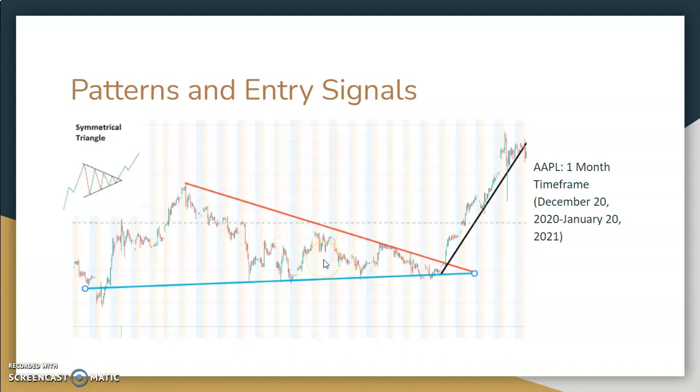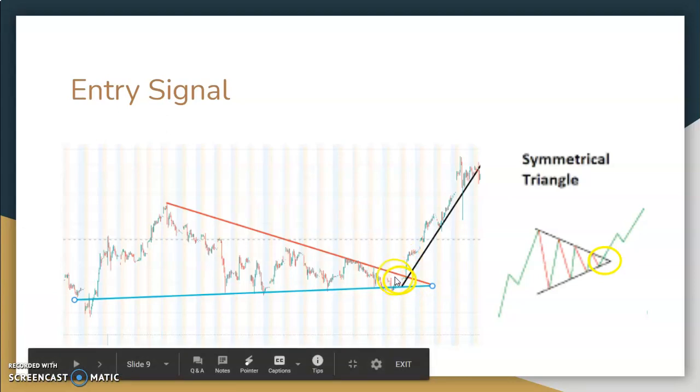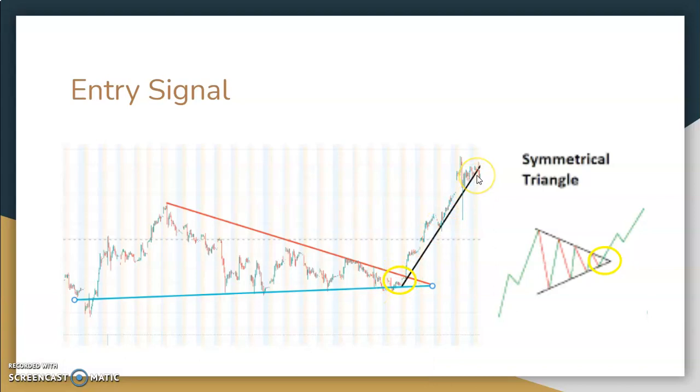Based on past market data, symmetrical triangles tend to break out in an upward trend, which is exactly what Apple does after forming this symmetrical triangle. So you can see the upward trend here. The entry signal here is at the end of the triangle, because at that point you can see the pattern has formed and is about to break out. This entry point here allows you to get in at the lowest possible price so you can maximize your profits all the way up.